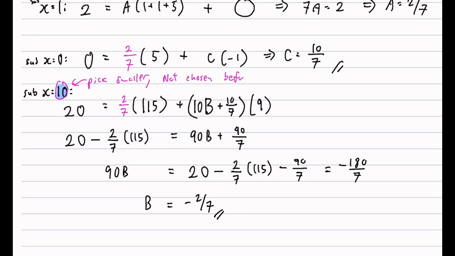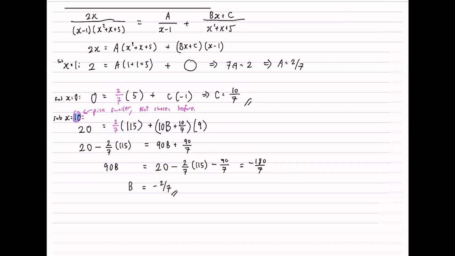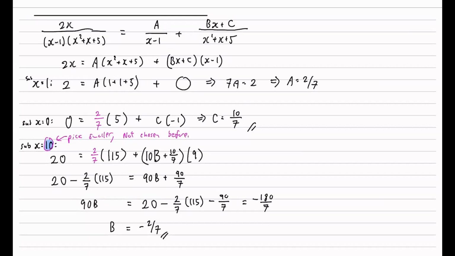Okay, then therefore you can just replace the a. I'm going to be lazy. I'll just cancel it straight away. A here will be 2 over 7. B here will be, what do we find now? Negative 2 over 7. C here will be 10 over 7. Okay, then that's your answer. Like this.